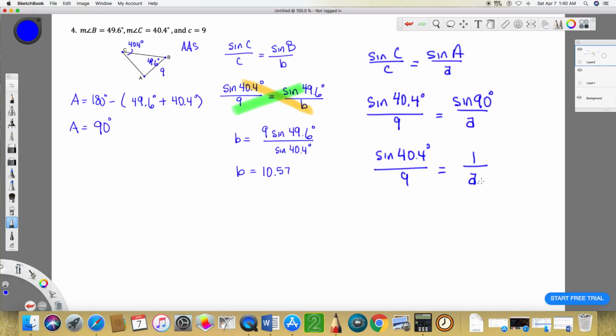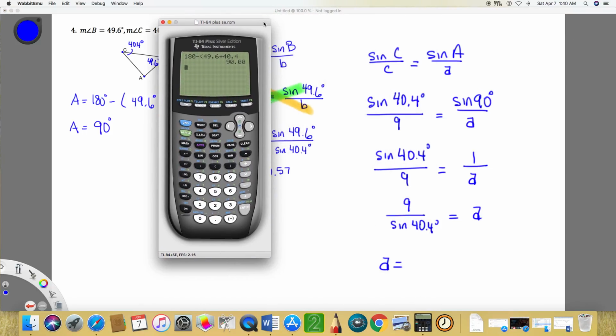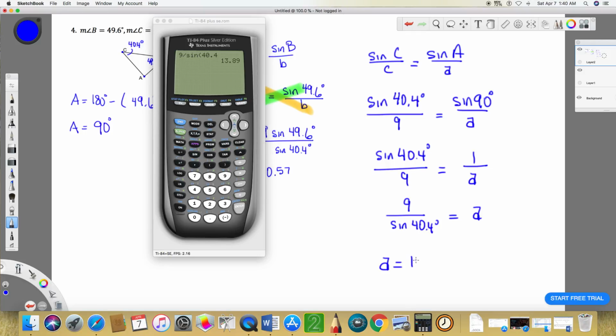So instead of cross multiplying, I'm just going to take the reciprocal of each side. 9 over the sine of 40.4 is equal to a over 1, which is just a. So I take 9 divided by the sine of 40.4, 13.89.